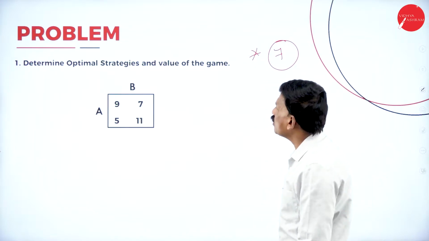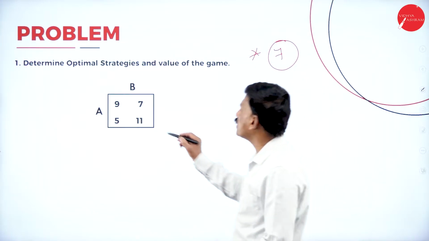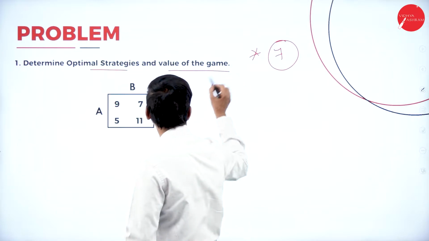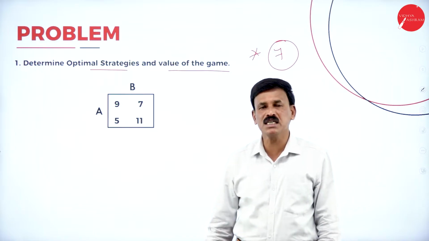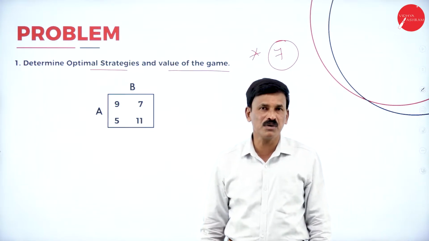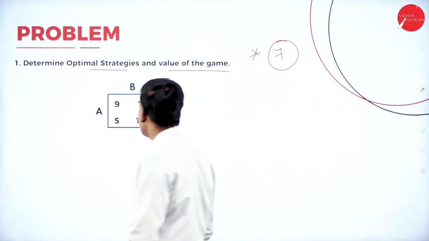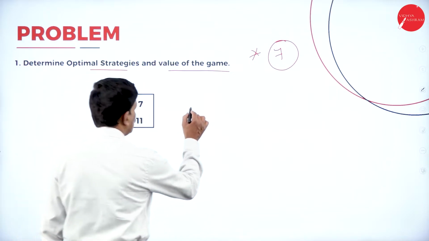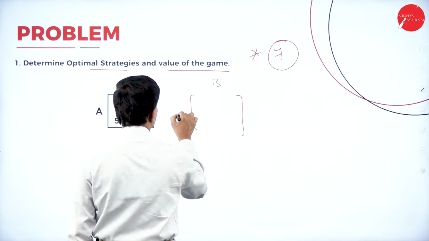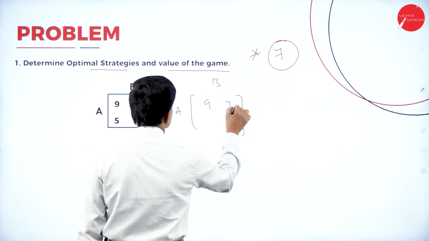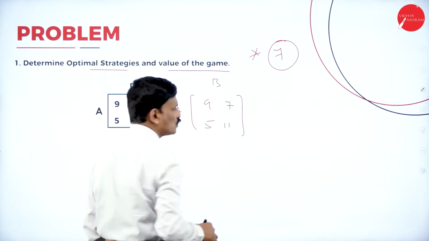Now determine the optimal strategy and the value of the game. First find out the optimal strategy and the value of the game. So first, to find the optimal strategy, let us verify whether the saddle point exists or not. What is the problem given? For the player A and for the player B, the 2 cross 2 matrix is 9, 7, 5 and 11.